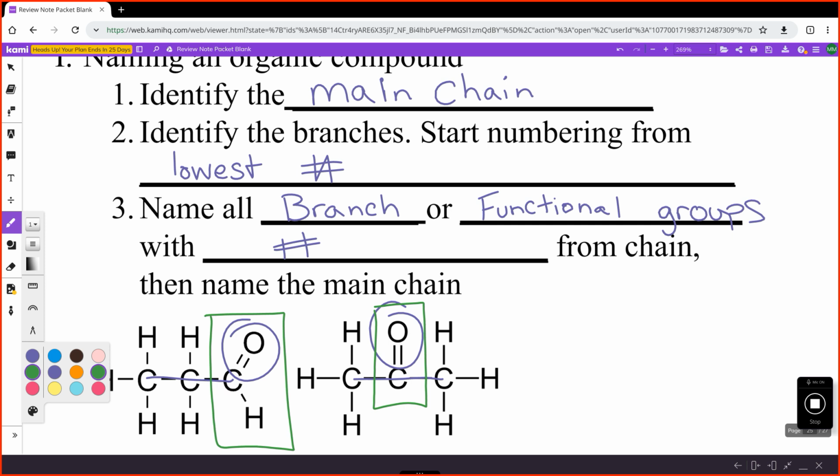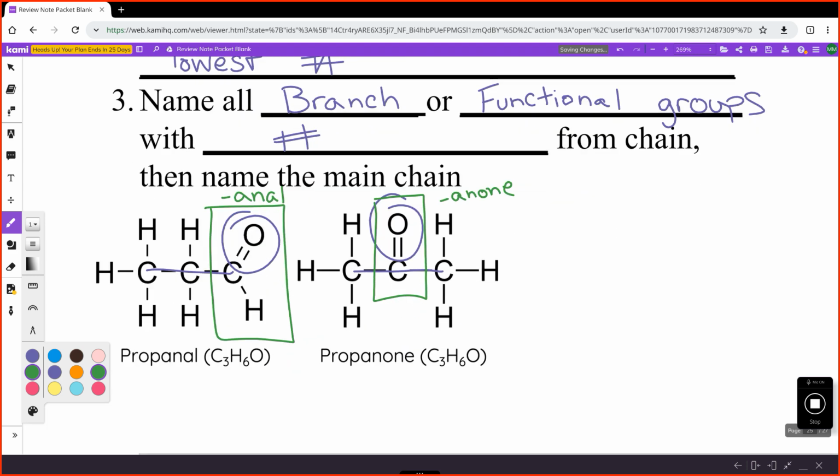So aldehydes, again, this is also on table R, end in -al. Ketones end in -one. And so, with that said, the names of these two things would be propanal and propanone.